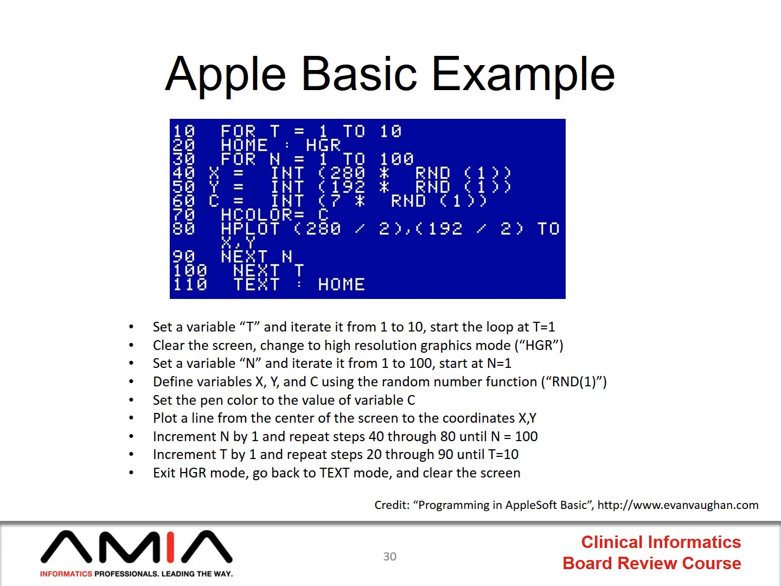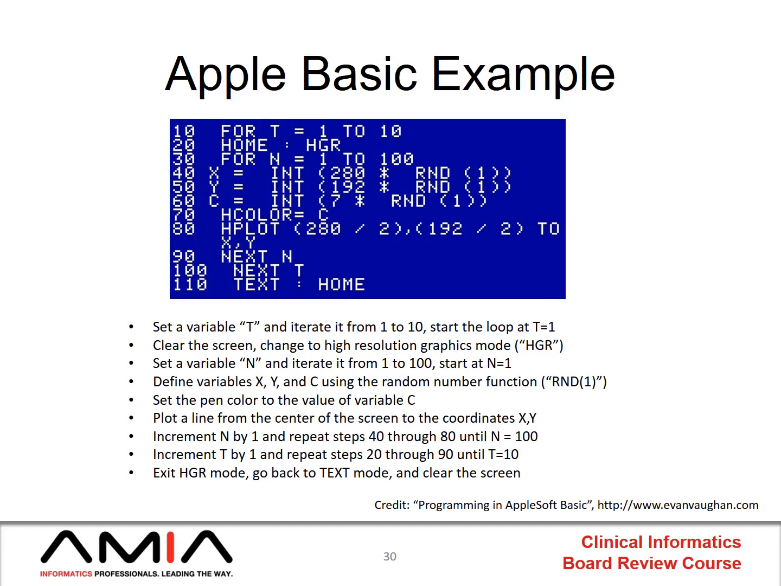And in line 30, I'm going to say for n equals 1 to 100. And you might be thinking, wait a minute, we didn't do anything with that t loop. And that's because this is a nested for next loop. In other words, we've now created a loop inside of a loop. We haven't closed the t loop yet, and we've created the n loop within it.